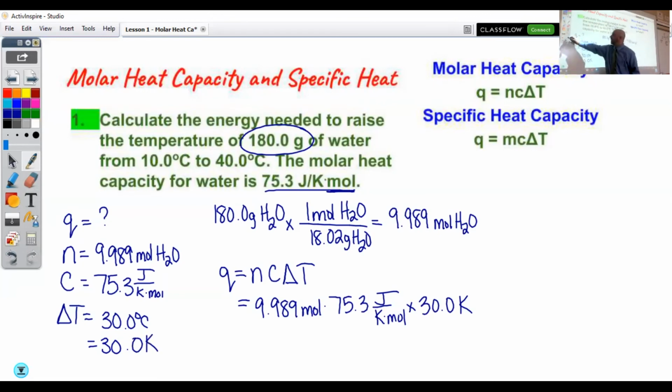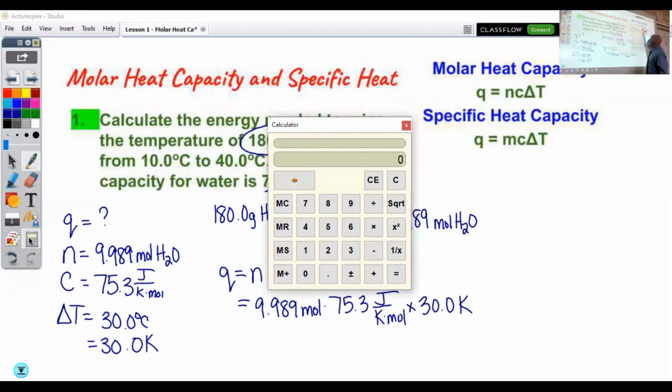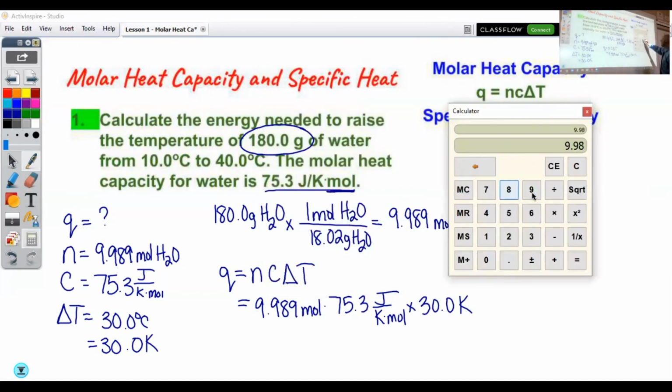Okay, typing this into our calculator, we have 9.989 times 75.3 times our 30 Kelvin temperature difference. We get an answer of 22,000, and it is very common for Q values that are measured in joules to be really large, so don't be thrown off.